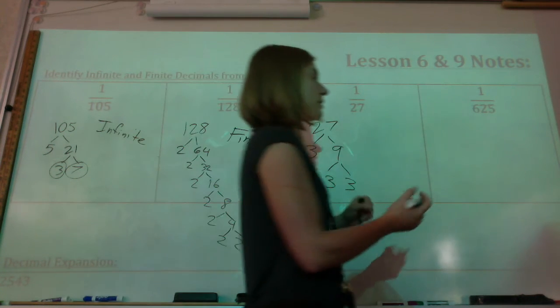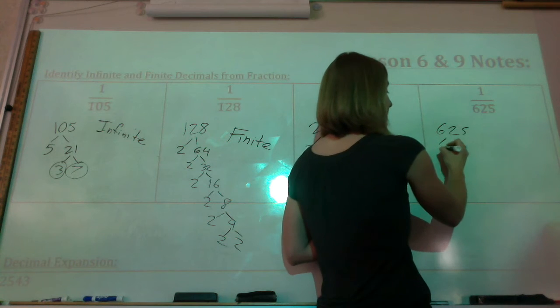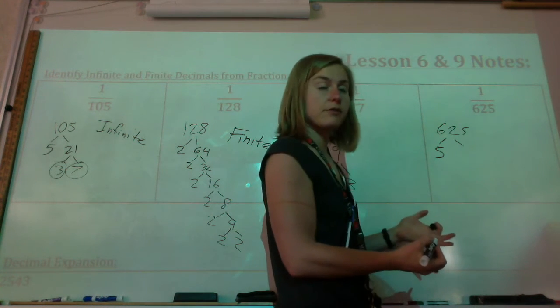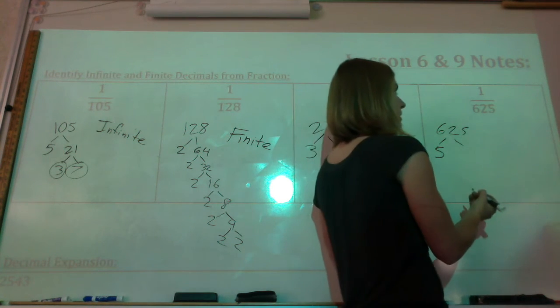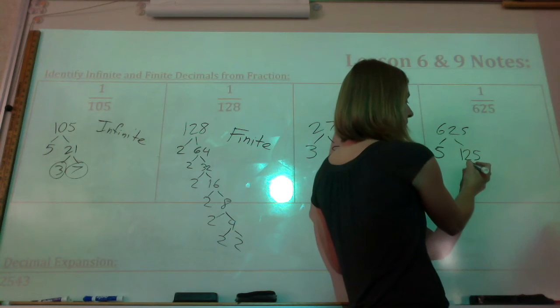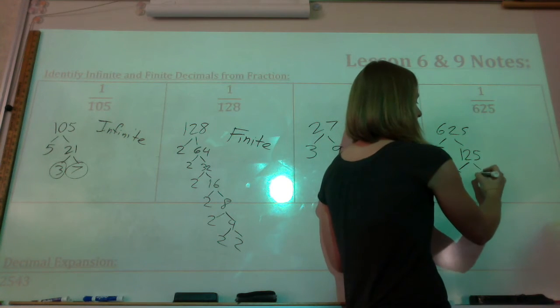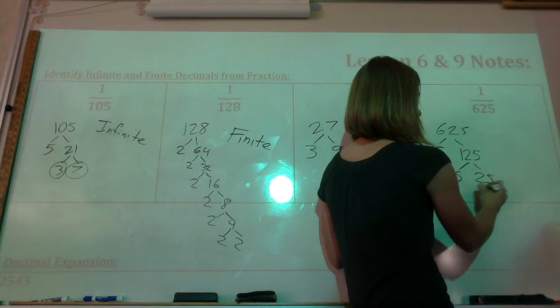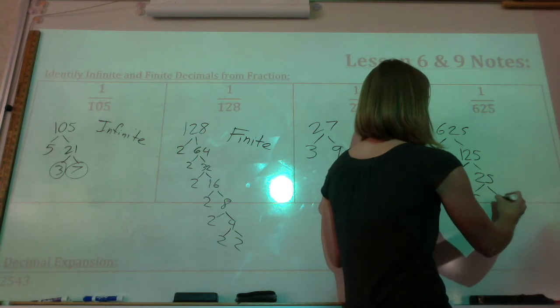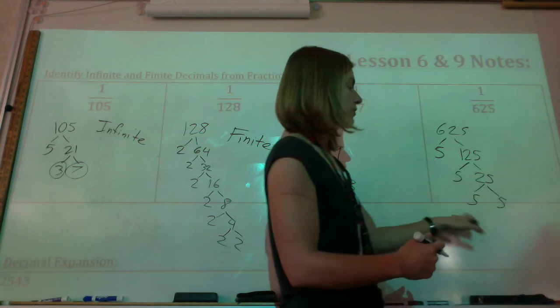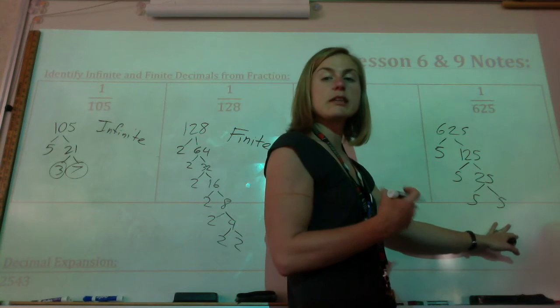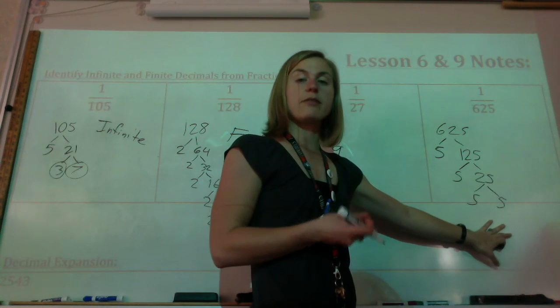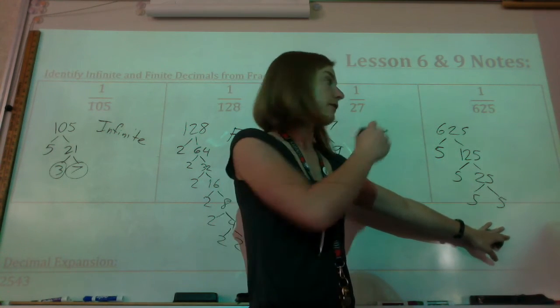And then 625, I know at least that is divisible by 5. And then 125 can be broken down by 5, which will be 25. And then that breaks down to 5 and 5. So we have only factors of 5. So look back at what we just did and see if I have only factors of 5, is this finite or infinite? And finish that one up.